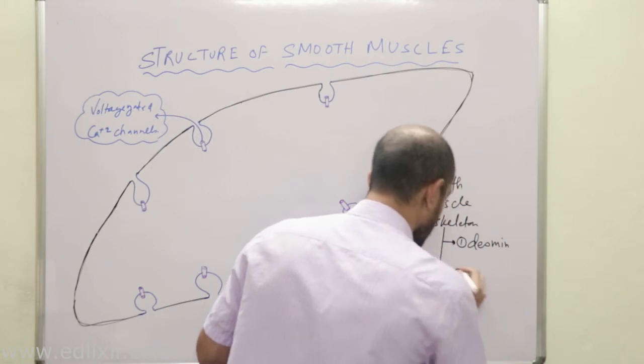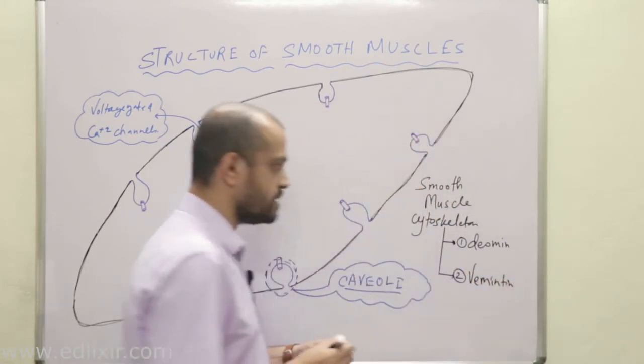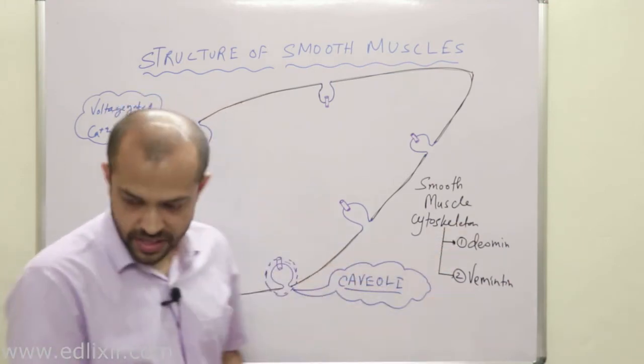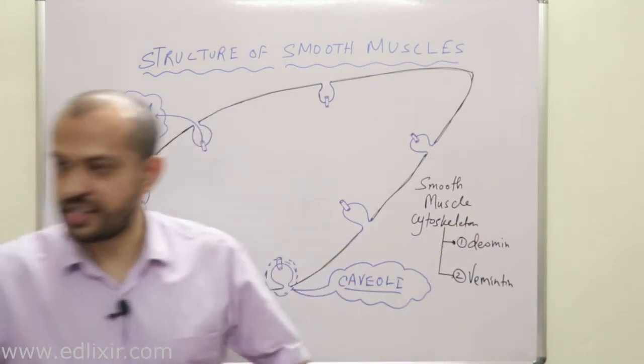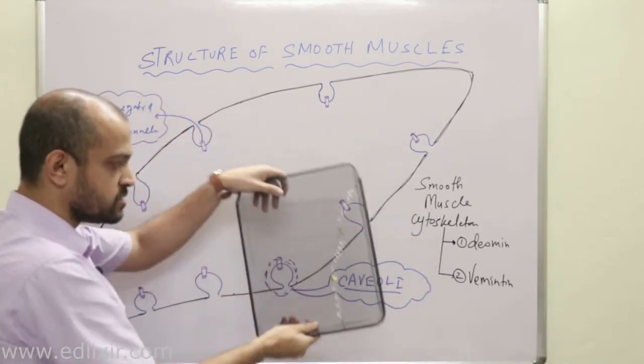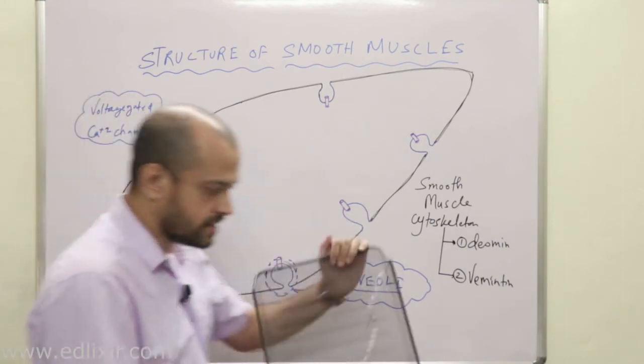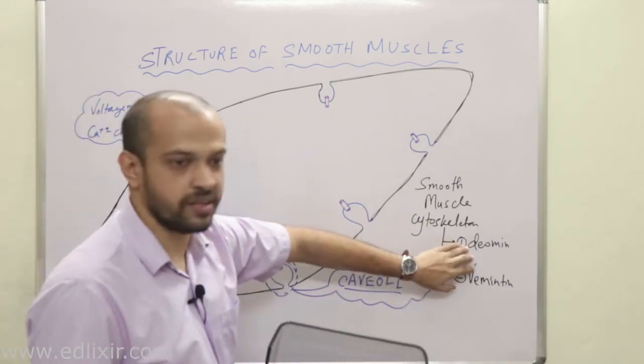Number two, vimentin, V-I-M-E-N-T-I-N, and desmin. That means the cytoskeleton means what? These elements, this meshwork, actually has two proteins in them. That is what? Vimentin and desmin, right?